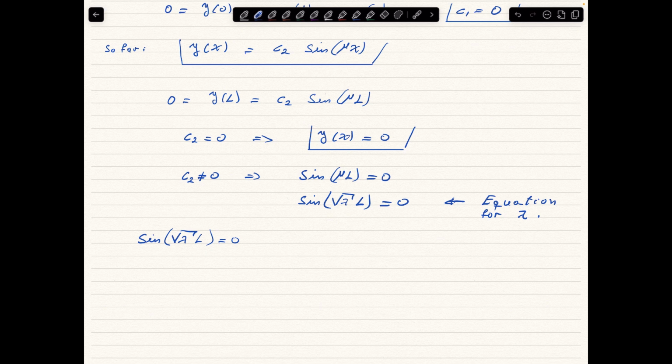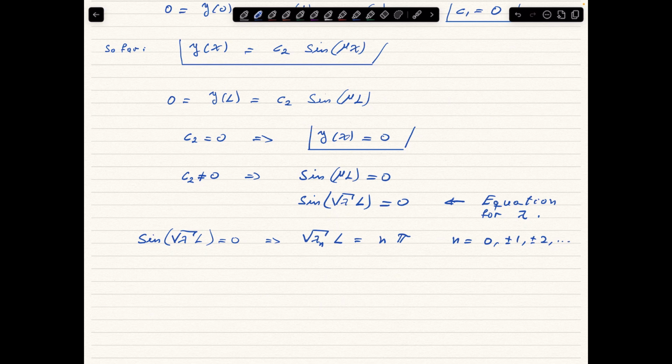implies that square root of lambda times L is a multiple n pi. It's a multiple of pi, so there are many solutions, so we add a subindex here, lambda n, and here n could be 0, could be plus or minus 1, could be plus or minus 2, etc.